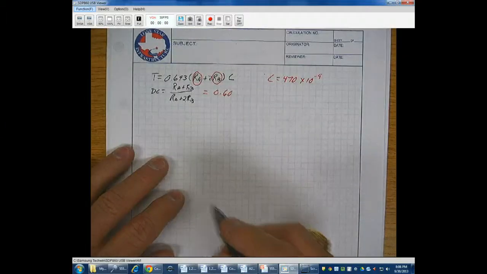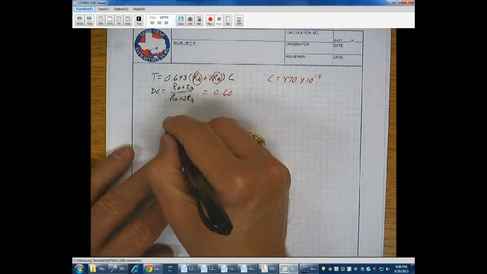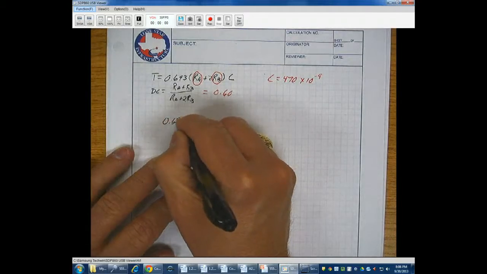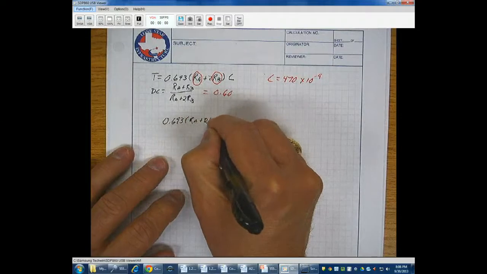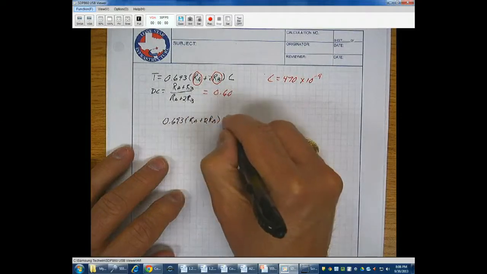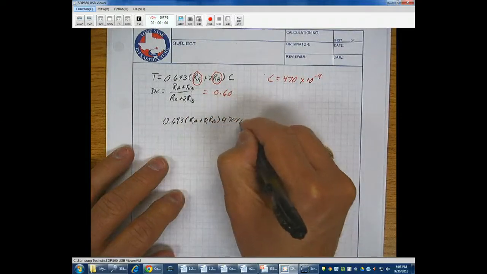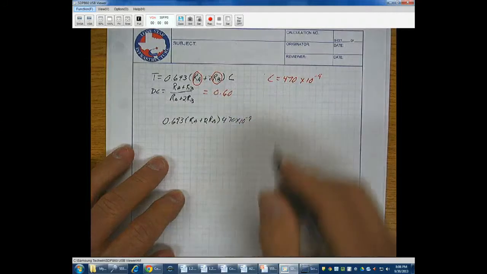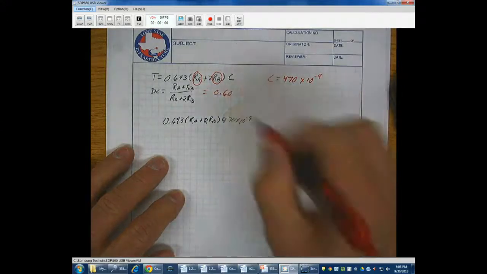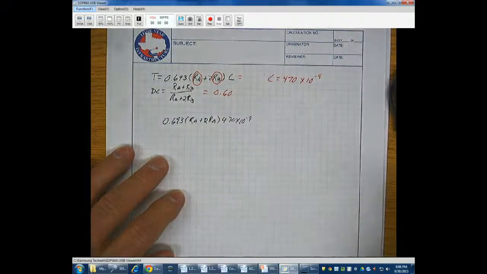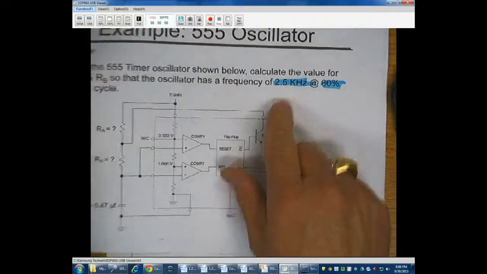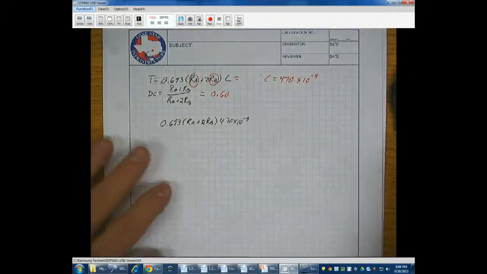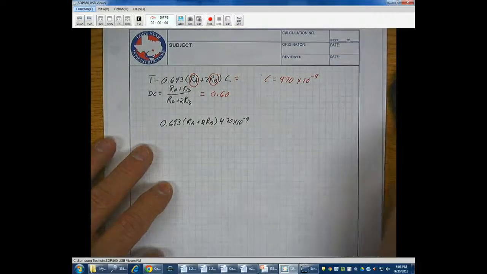So let me plug in numbers here for a moment. I'm going to say 0.693 times RA plus 2RB times my 470 times 10 to the negative 9th. That equals, oh, I also know what my period equals, or I sort of do. My period is given to me in the frequency. The frequency was supposed to be 2.5 kilohertz. So once again, I need to figure out what the period is.